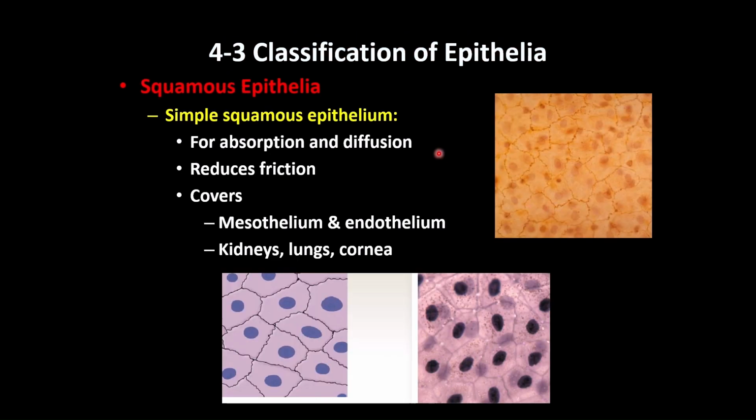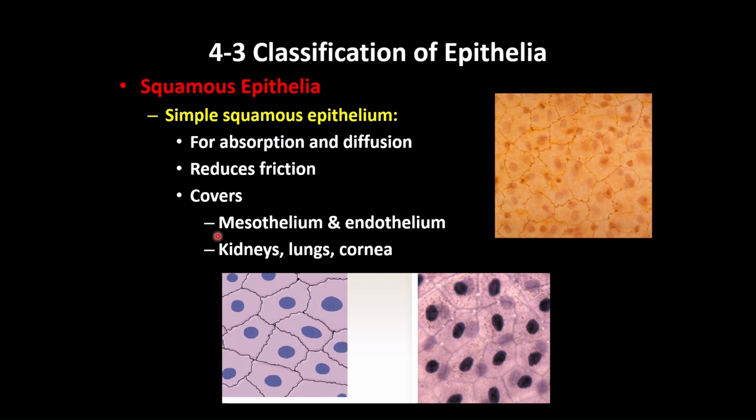So now a little bit more detail about each type. These are very important. They will be tested in exams, so please make sure to know these things very well. So simple squamous epithelium, this is for absorption, secretion, and diffusion. The secretion that they make is a fluid that is very slippery, so that will reduce friction between different organs that are mobile, so that will reduce damage to those organs.